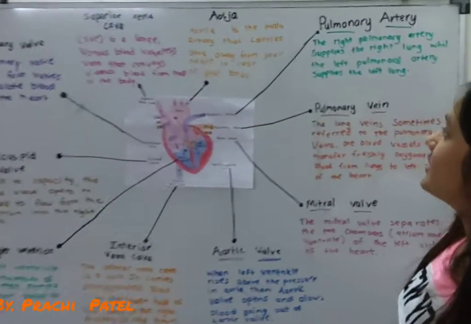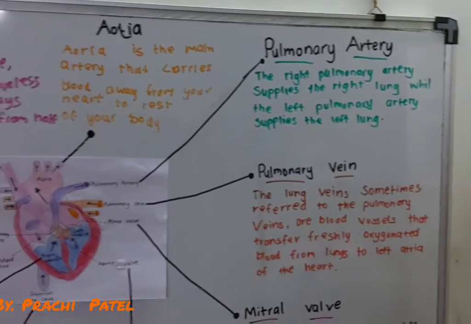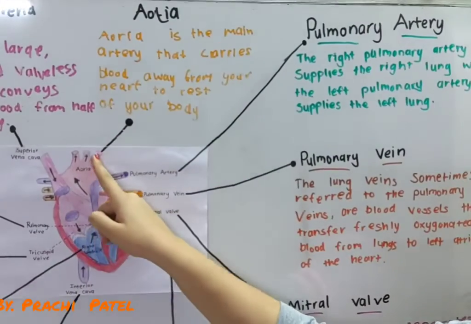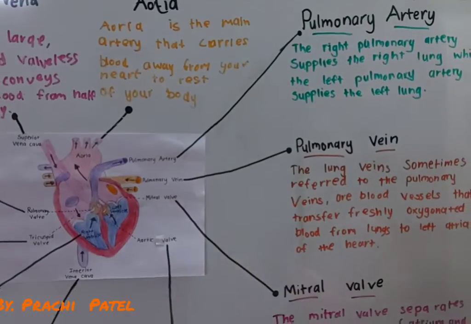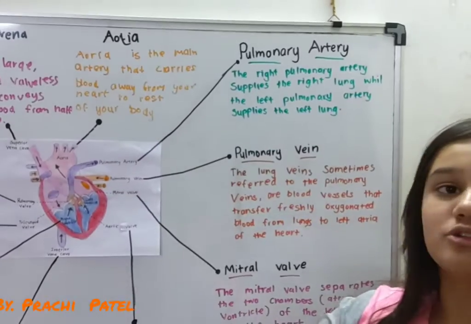Aorta. The aorta is the main artery that carries blood away from the heart to the rest of the body. The aorta is located right over here. It gives fresh and oxygenated blood to the body.